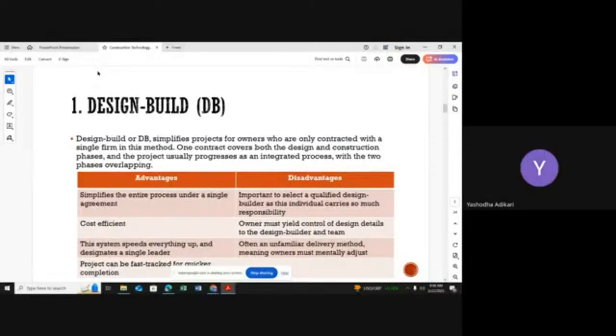There are many advantages and disadvantages in there. Advantages: it simplifies the entire process under a single agreement. You are going to work under the same agreement. Cost efficiency: you are not going to do two separate agreements, and it can help reduce the sunk cost. This system speeds everything up by overlapping, and designates a single leader. The project can be fast tracked for a quick completion.